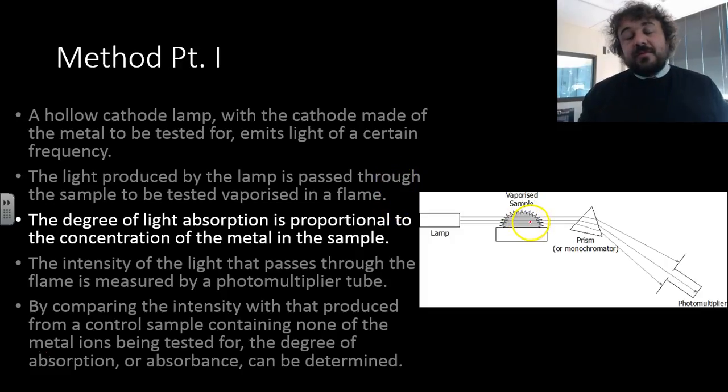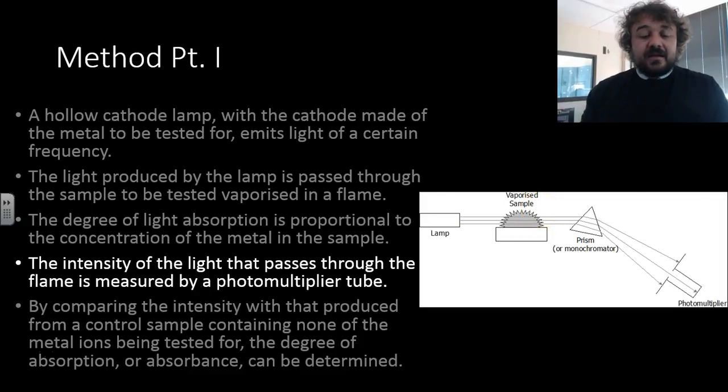Now, it will only absorb the light from this lamp if the metal is present. So if we have a cathode made of metal A, and this is vaporized sample A, it's only going to absorb the light if that metal is present here. The amount that is absorbed is proportional to the concentration. If you've got a really dilute concentration, only a small amount will be absorbed because there are not many atoms to absorb it. If you've got a very concentrated sample, you'll absorb lots of that light.